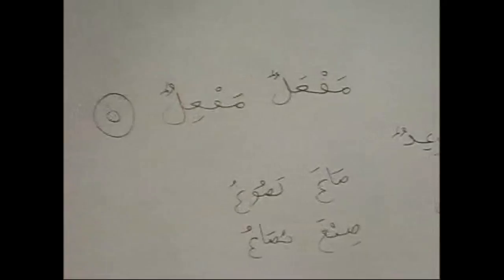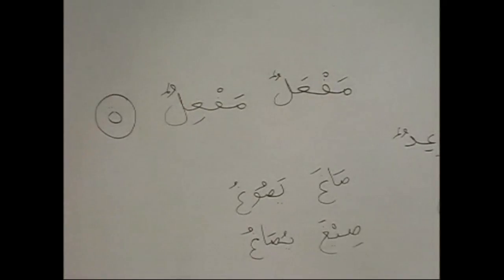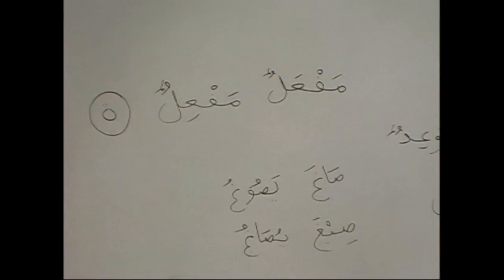We are going to learn: number one, maf'alun you will use if the verb is naqis, or if the verb is maftuh al-ain in the mudari. What is the meaning of maftuh al-ain? The ain kalima has a fatah, or it has a dhamma. Are you with me, brothers and sisters? You will also use this pattern if the ain kalima has a fatah or dhamma.